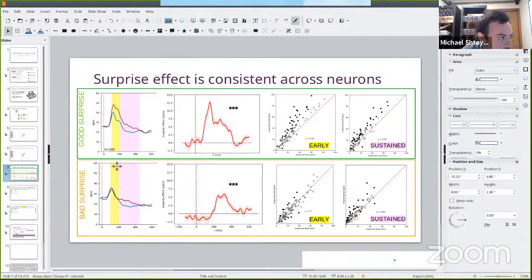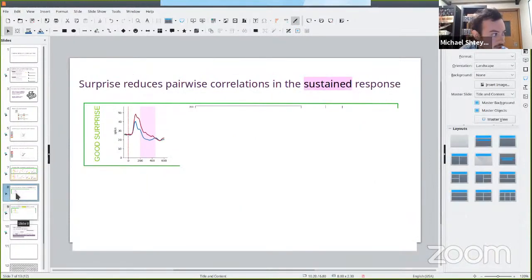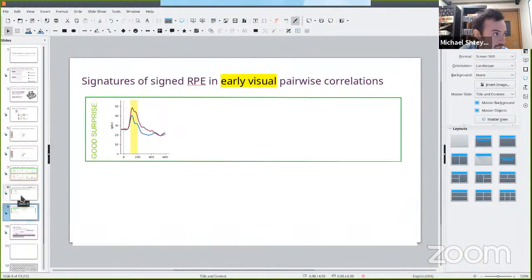So the dynamics are different, right? In the good surprise case, you have a big increase early. In the bad surprise, you have pretty much no effect in the early period. So what we could be seeing is potentially two different phenomena. And that's why I decided to explore the correlational structure. And we found that in the pairwise correlation activity, there is an element of that surprise. Got it.